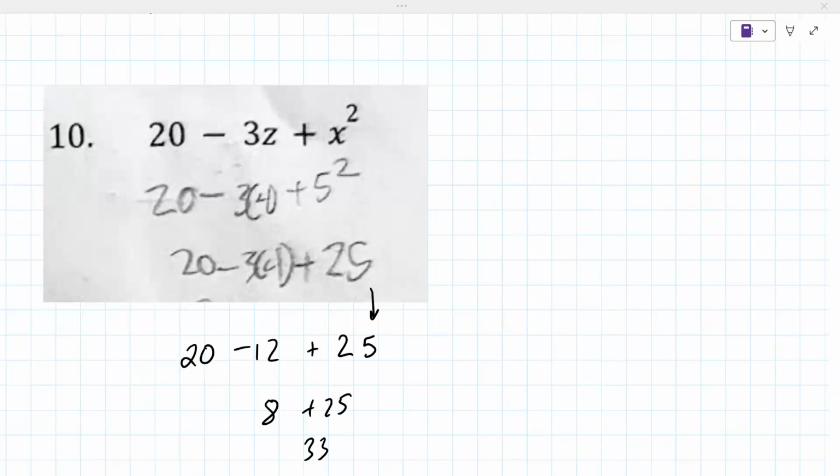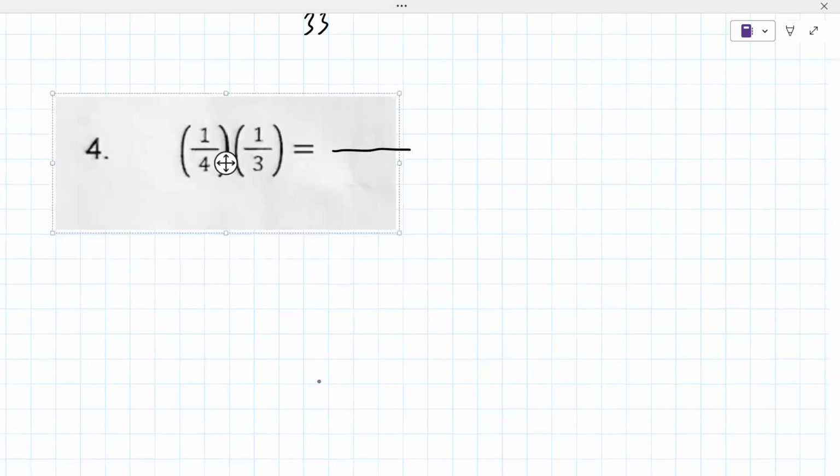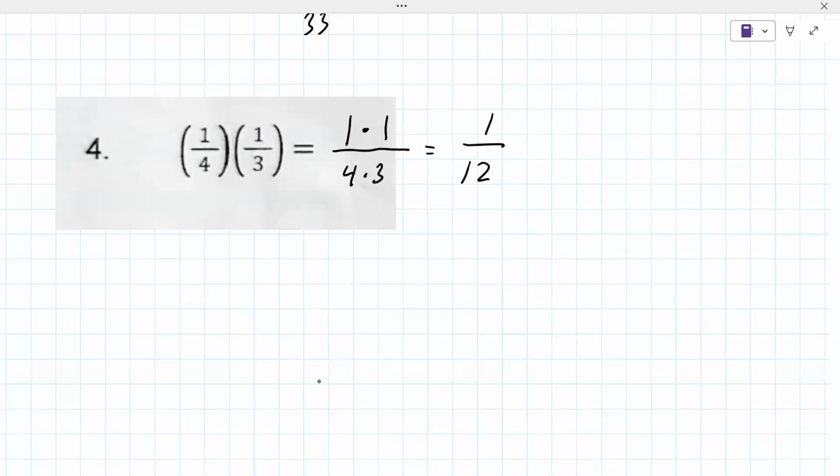So you said 3 and 4 on the other side? All right, let's look at 4 first. 4 is actually more straightforward than 3. You're multiplying fractions. And I think what gets confusing is the mixture of fractions and adding fractions, but you just multiply the top numbers and you multiply the bottom numbers. So 1 times 1 and 4 times 3, so 1 over 12.